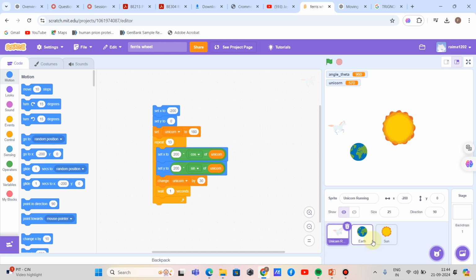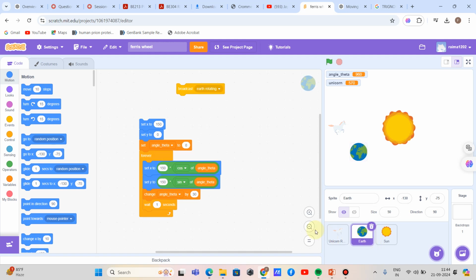But in Python, it's opposite. In Python, the range starts from 0 to whatever number less than 1, right? But Scratch starts from 1 to whatever the last number minus 1. So this will complete one revolution.